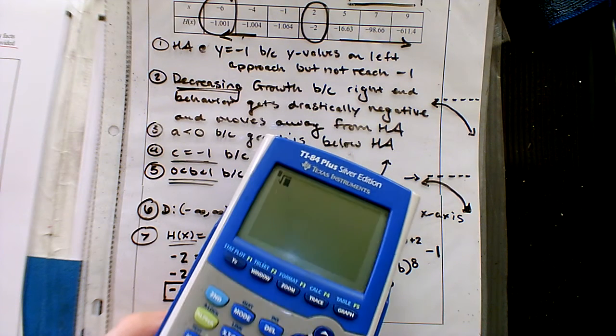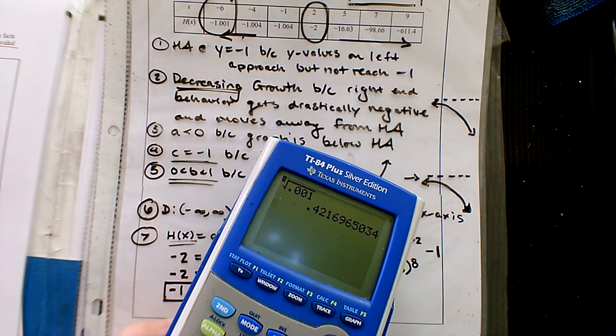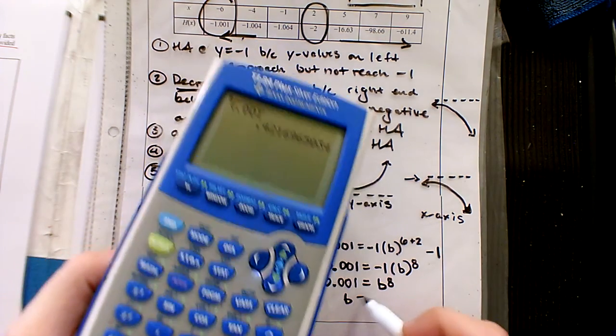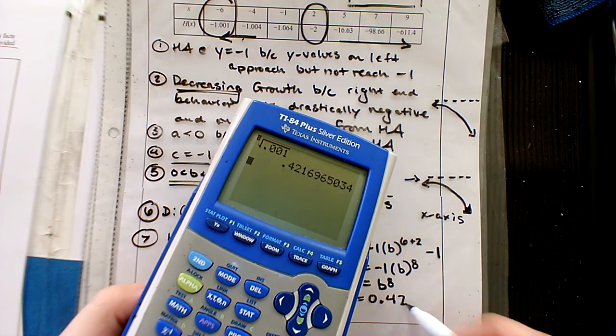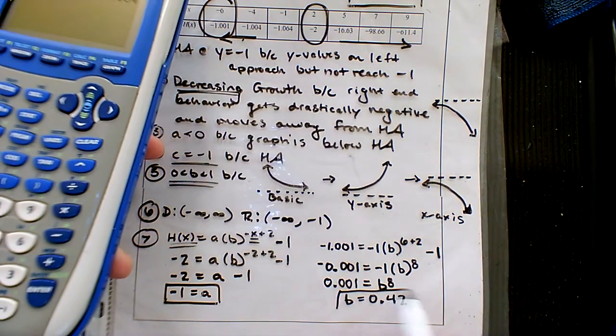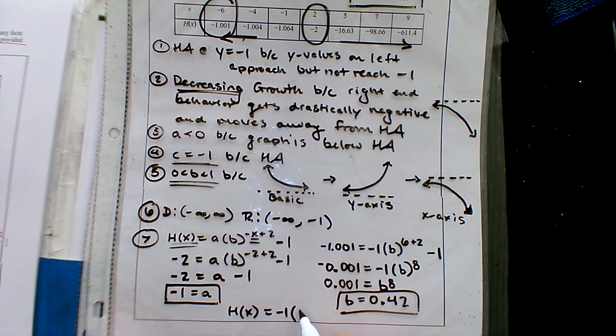And inside the root, what do we have? 0.001. So our base value is 0.42. All right, so now that we have the a, the b, and the c value, we should be able to write the full equation. -1 times 0.42 to the negative x plus 2 power minus 1.